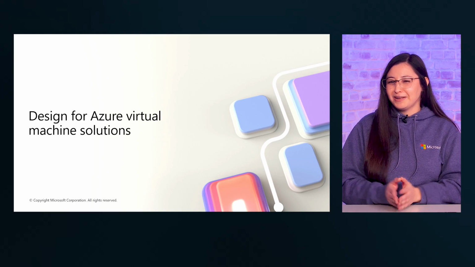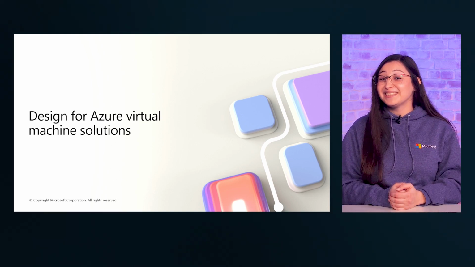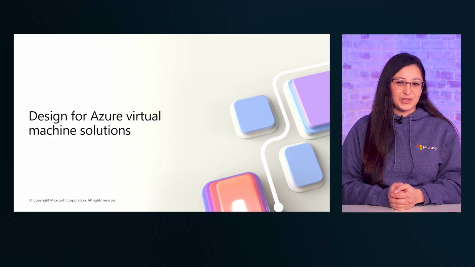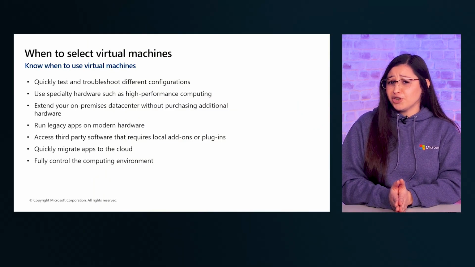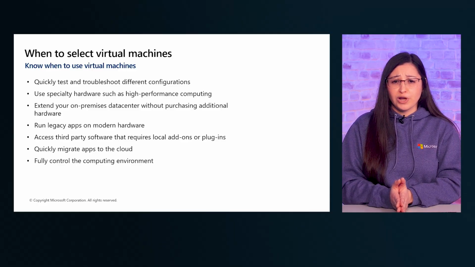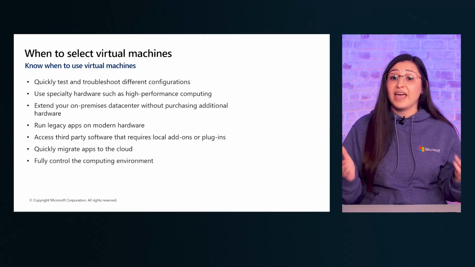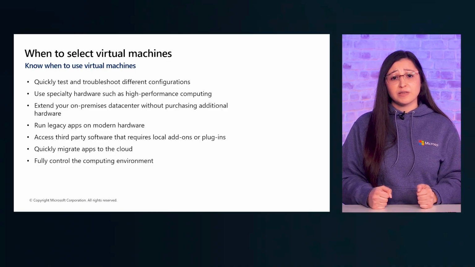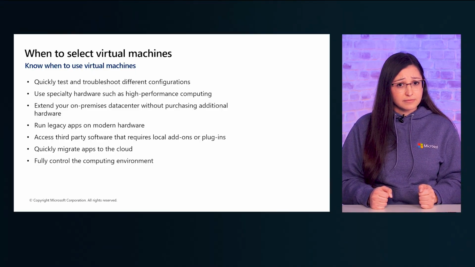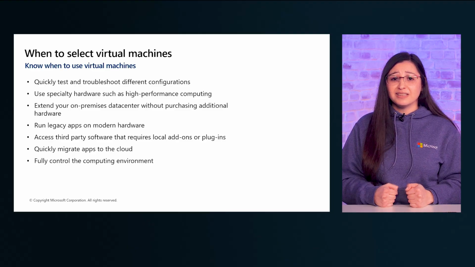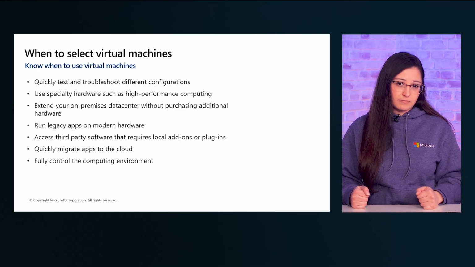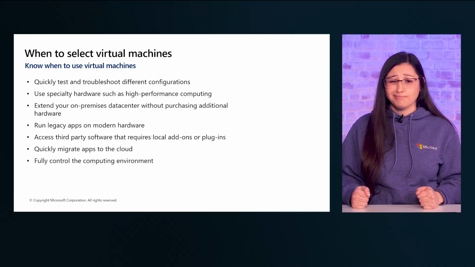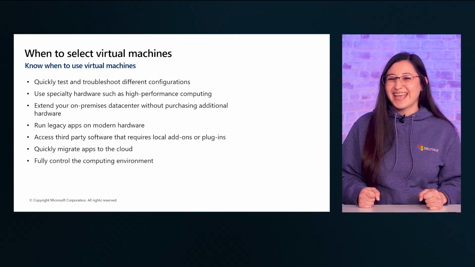Let's get started with the classic compute choice, designing for Azure Virtual Machine solutions. Virtual machines are the option you choose when you need maximum control and you're willing to take more responsibility from a management perspective. Like when you have a team that needs an executable to run before the application starts. In Platform as a Service, you cannot control the host like that. In virtual machines, you can.